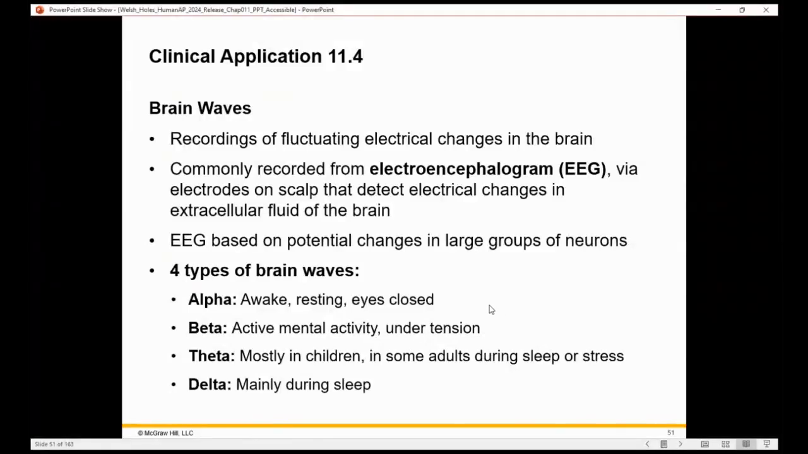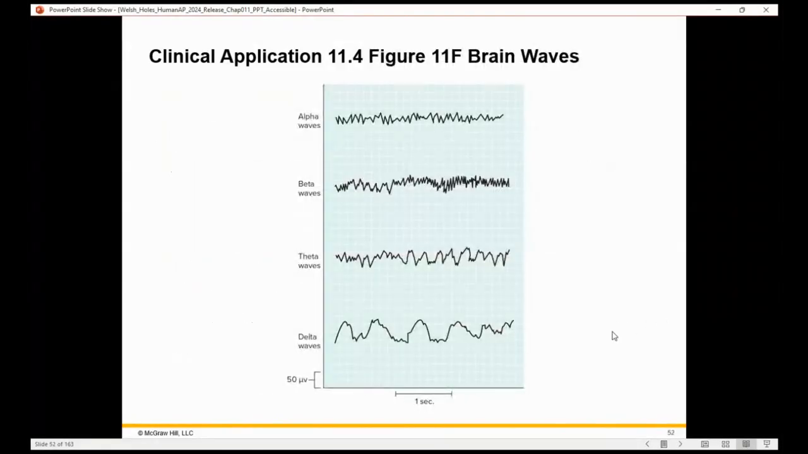And there are 4 types of brain waves: the alpha, at awake or resting and eyes closed; the beta, which are active mental activity under tension; theta, mostly in children, but in some adults during sleep or stress; and the delta waves, which are mainly during sleep. This figure shows you those different types of brain waves in examples.